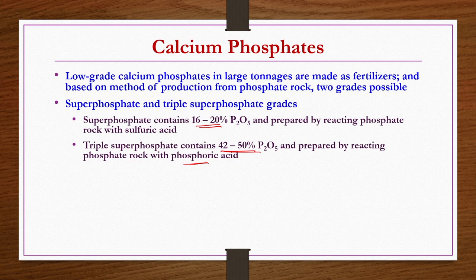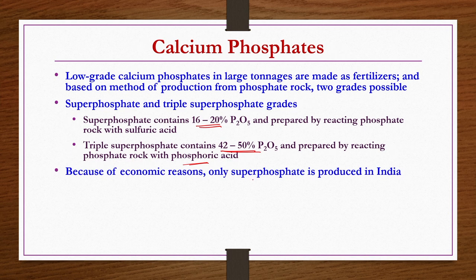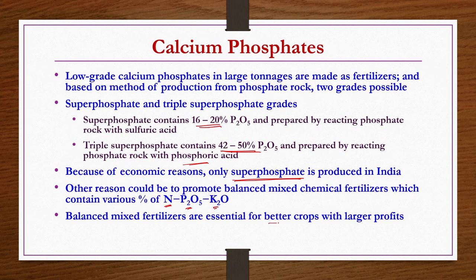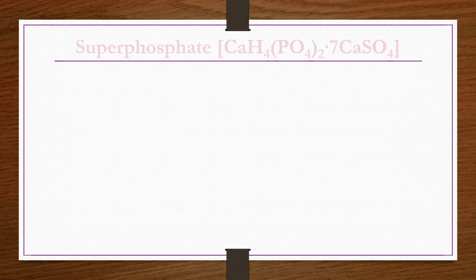Okay. However, in India, because of economic reasons, we produce only superphosphates. This is not the only reason. The other reason is that in order to have a balanced mixed fertilizers with appropriate percentage of NPK, it is essential to produce phosphates as well, right? So, why are balanced mixed chemical fertilizers important? Because they are very essential for better crops with larger profits. So, these are the reasons that in general, mostly in India, we prepare superphosphates, not the triple superphosphate.